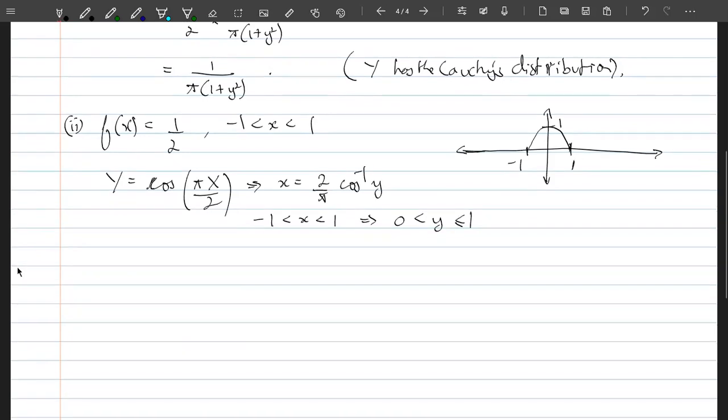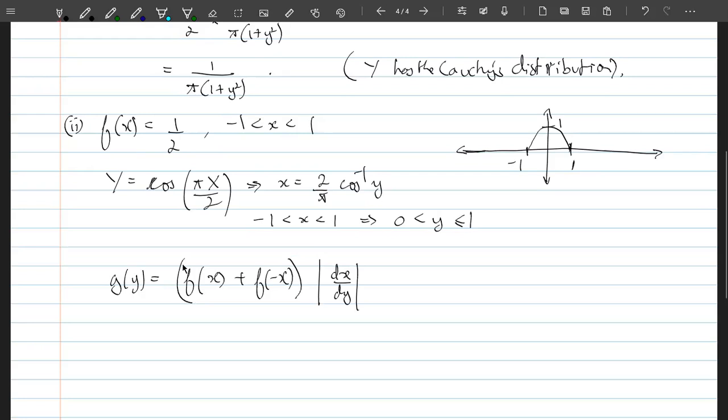But now the problem here is this is not a strictly increasing or strictly decreasing function. So it's not a monotonic function. It is increasing in this part and decreasing in this part. But it is symmetric. So as before, what we will get is g of y will be f of x plus f of minus x times modulus of dx by dy.